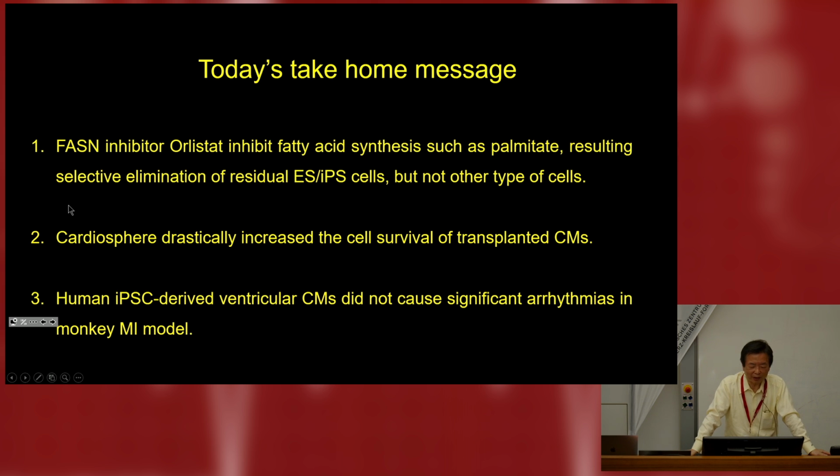One, the FASN inhibitor orlistat inhibits fatty acid synthesis such as palmitate, resulting in selective elimination of the residual ES/iPS cells but not other cell types. Two, cardiosphere drastically increases the cell survival of transplanted cardiomyocyte. Three, human iPS cell-derived ventricular cardiomyocyte did not cause significant arrhythmias in the monkey MI model.